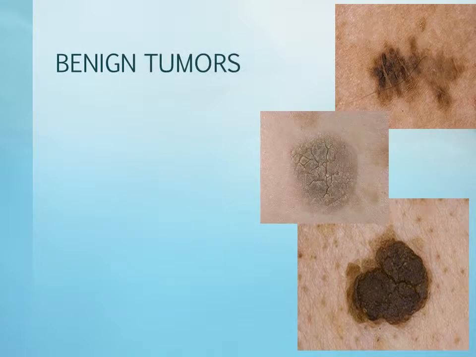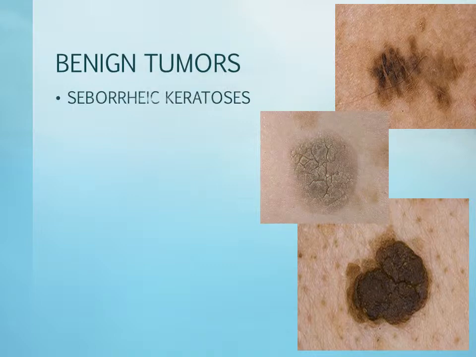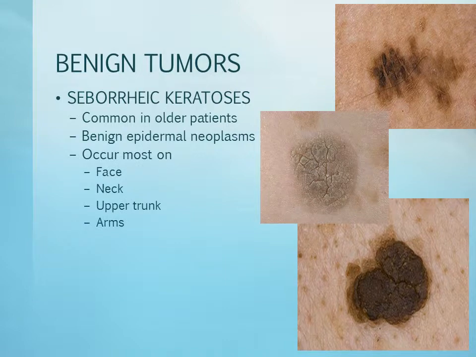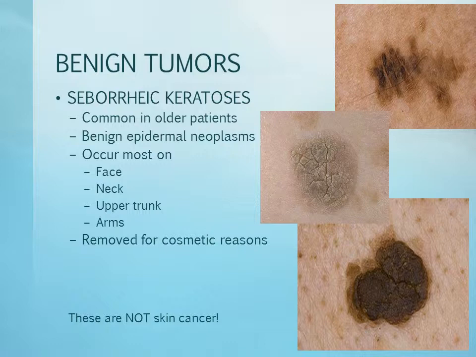Benign tumors are normal cells growing in the wrong place at the wrong time, also identified as altered cell growth. We are going to discuss a few of the most common benign tumors. One of these is seborrheic keratosis. It is common in older patients. It is a benign epidermal neoplasm. It occurs mostly on the face, the neck, the upper trunk, and/or arms, and they may be removed for cosmetic reasons. The thing to remember is these are not skin cancers.